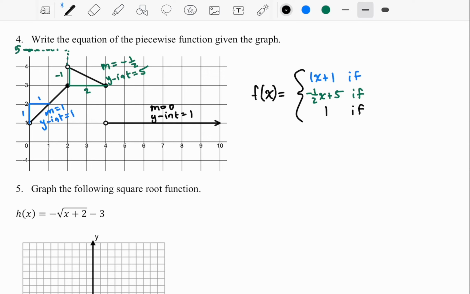Now we just need the ifs. All right, so we want to think about where this graph begins and where it ends. So the first one begins at 0 and ends at 2. So it's between 0 and 2. All right, but we have an open circle here. Open circle means less than. Closed circle on this end, less than or equal.